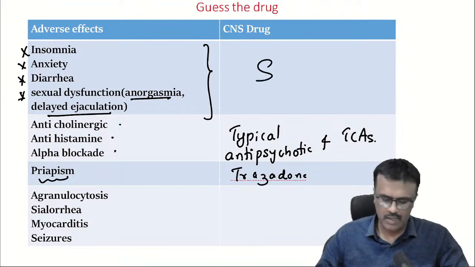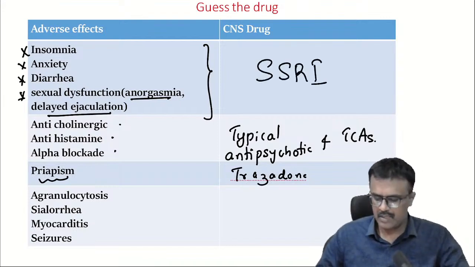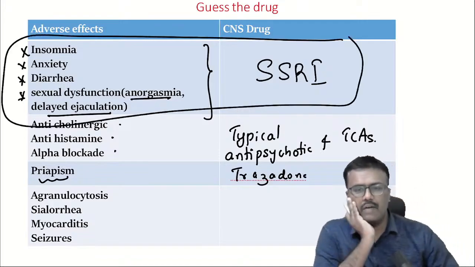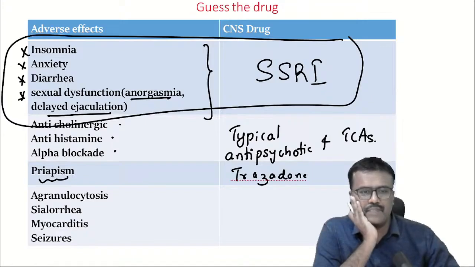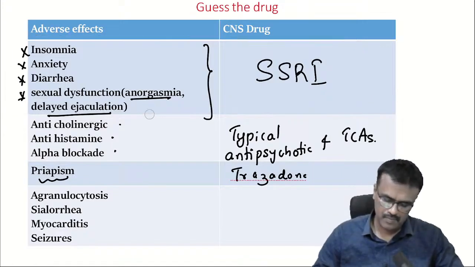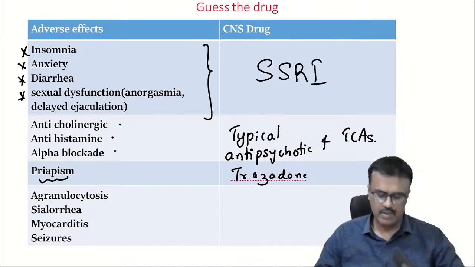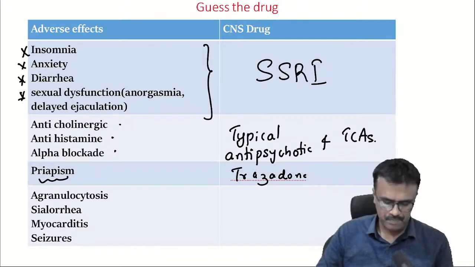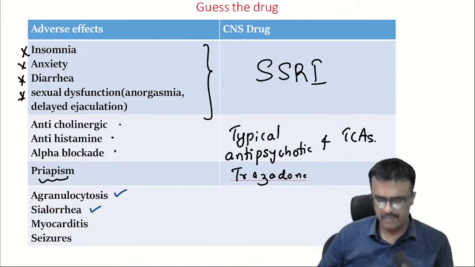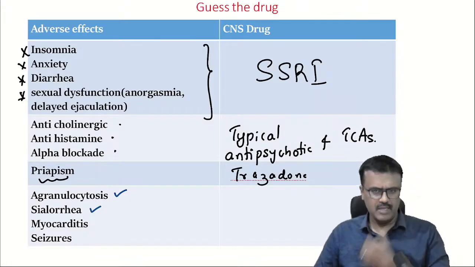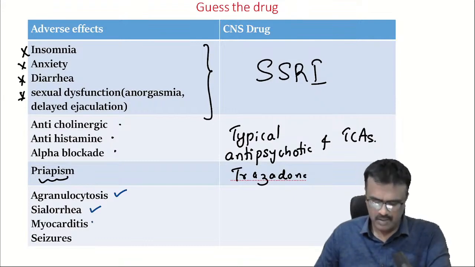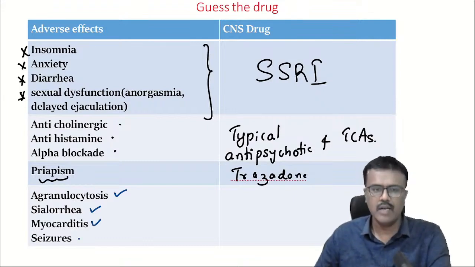Yes, you're right. SSRI, this is a favorite for NEET PG people. Adverse effect of SSRI: insomnia, diarrhea, anxiety, sexual dysfunction. The last drug you can suspect: agranulocytosis, sialorrhea. Sialorrhea means excess salivation leading to the pillow becoming wet, wet pillow syndrome. Myocarditis, seizures are seen with high dose.